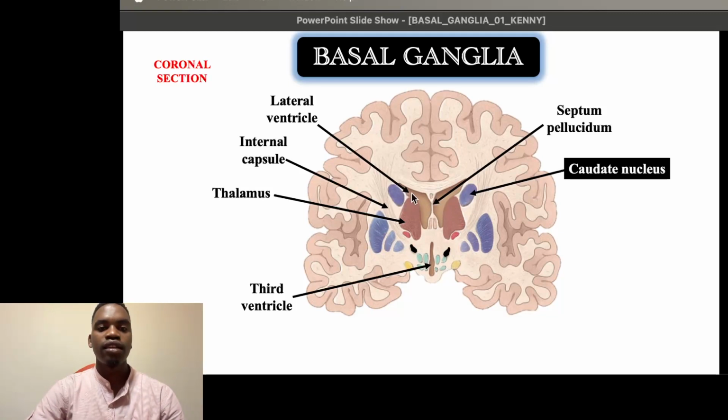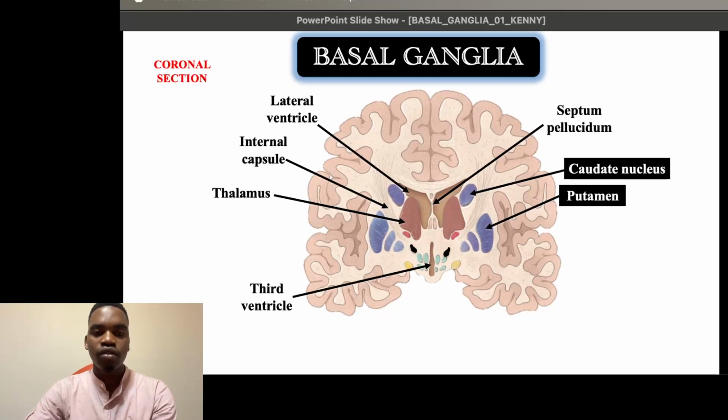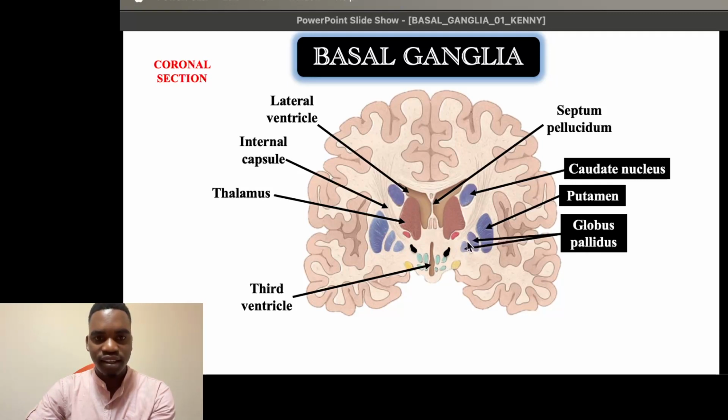The caudate nucleus is lateral to the lateral ventricle, but we will see more as we move. Next is this nucleus here, the putamen. The putamen has an adjacent neighbor here, which is the globus pallidus, meaning pale body. You can notice the difference between these two: this is darker, and this is a little bit paler.